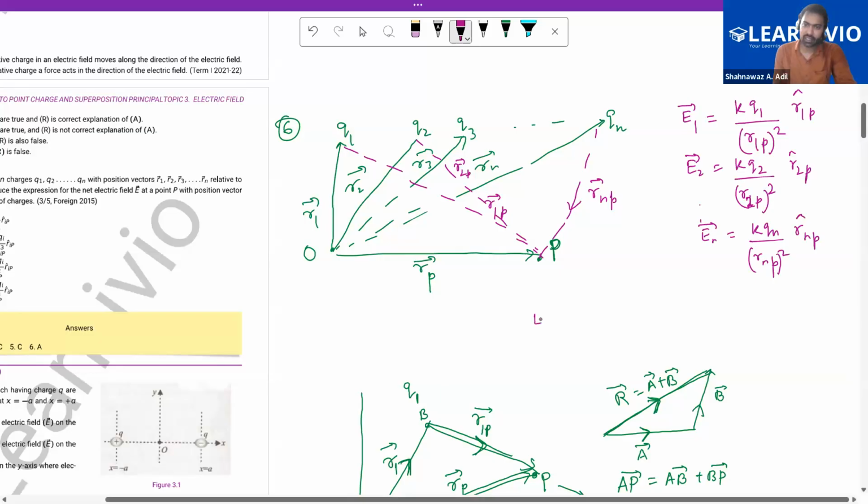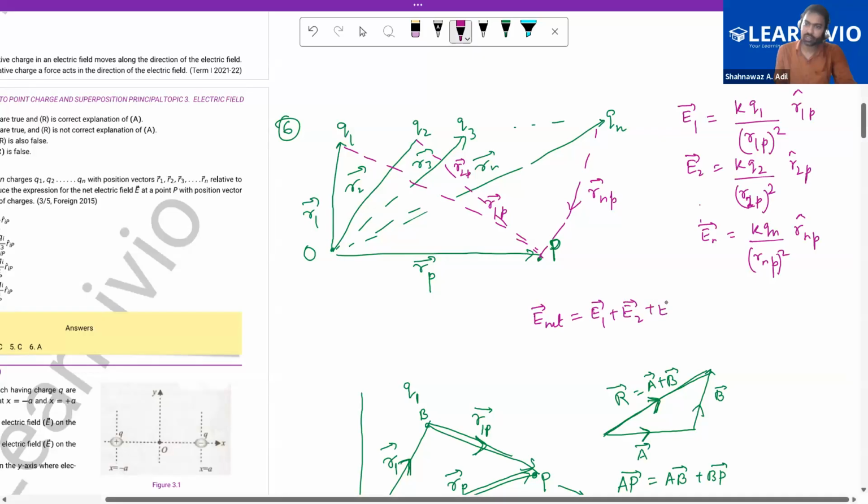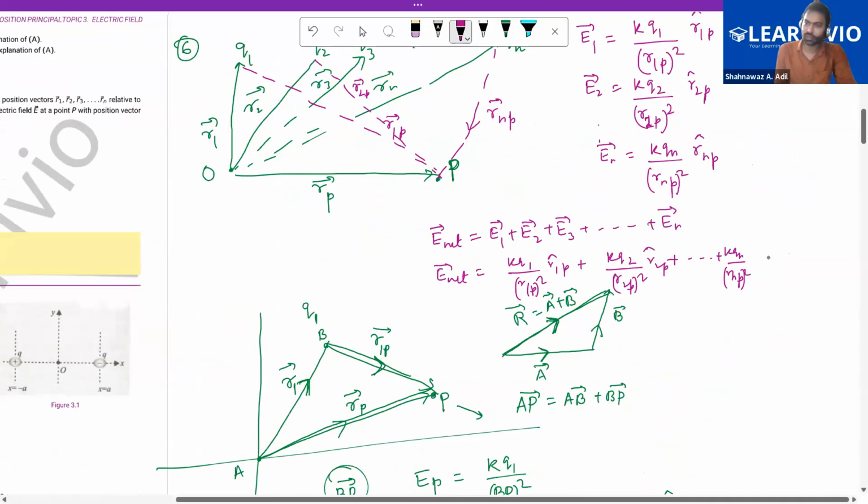And then I can write E net, superposition principle, right? So E1 plus E2 plus E3 plus so on plus En. And finally, this would be KQ1 by R1P square and R1P hat plus KQ2 by R2P square R2P hat plus so on, and KQN by RNP square and then RNP hat. But there is a simple way in which we can write this thing, right?